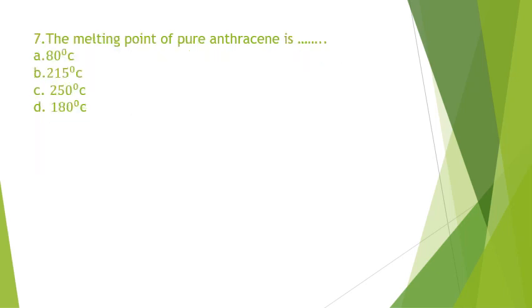MCQ number 7. The melting point of pure anthracene is: option A, 80 degrees centigrade; option B, 215 degrees centigrade; option C, 250 degrees centigrade; option D, 180 degrees centigrade. And our correct option is option B, 215 degrees centigrade. The melting point of pure anthracene is 215 degrees centigrade.